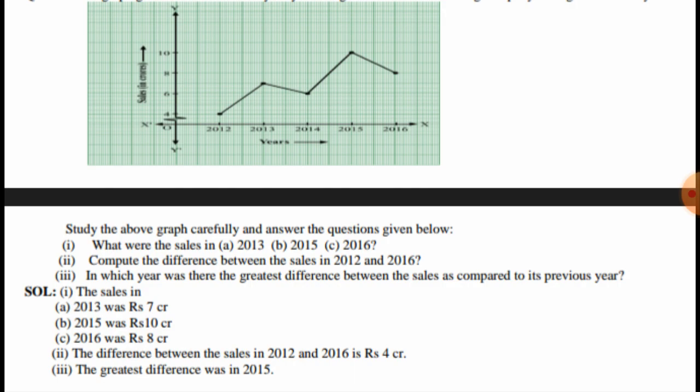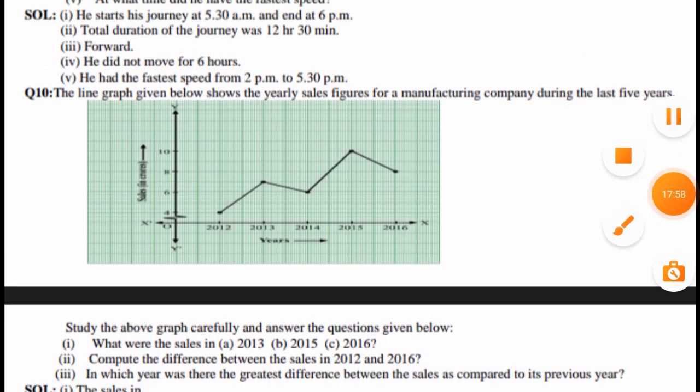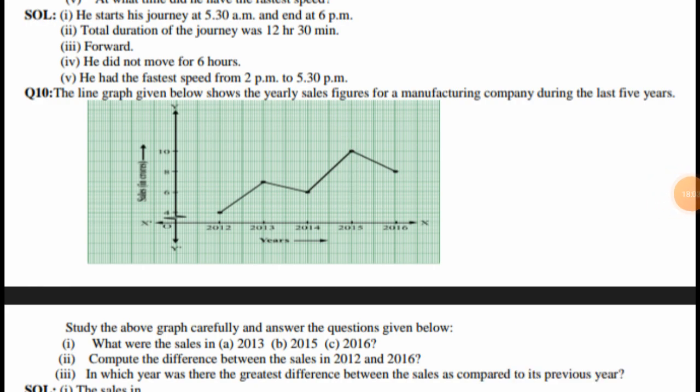Now second, compute the difference between the sale in 2012 and 2016. So we have to subtract the sale of 2012 from the sale of 2016. So the difference is equal to 4 crore. Now in the third part, in which year was there the greatest difference in sale compared to the previous year? The greatest difference is shown in 2015, as from the graph. So 2015 shows the greatest difference.